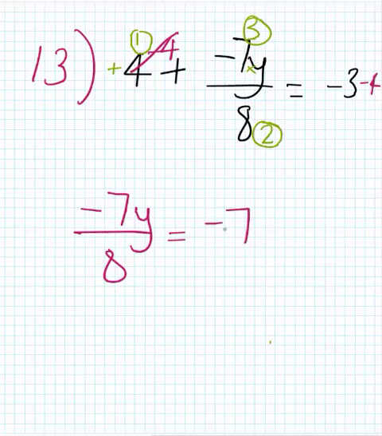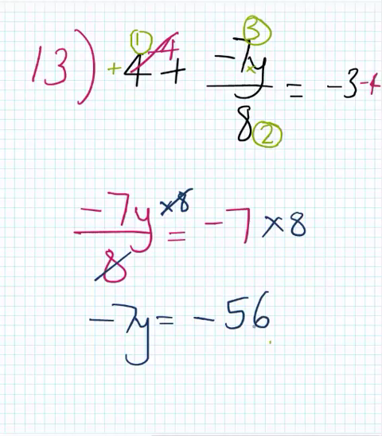Our second step is to get rid of the 8. So instead of dividing by 8, we have to times by 8. And that cancels off. And we must times 8 on this side. So we end up having minus 7y equals minus 7 times 8 is minus 56.